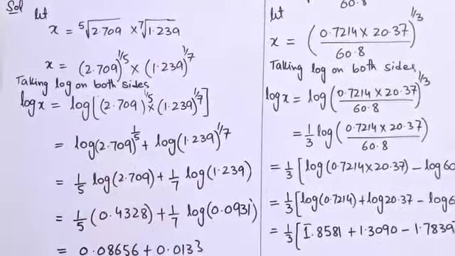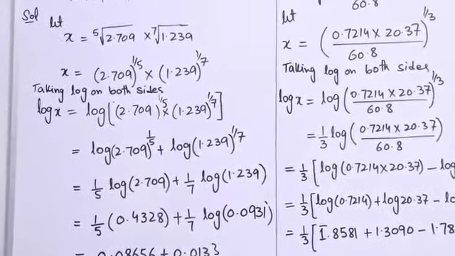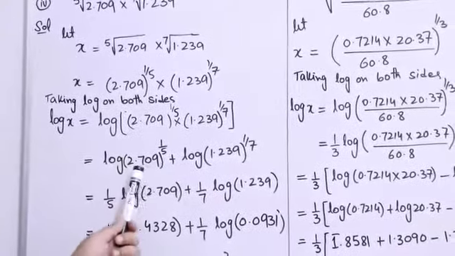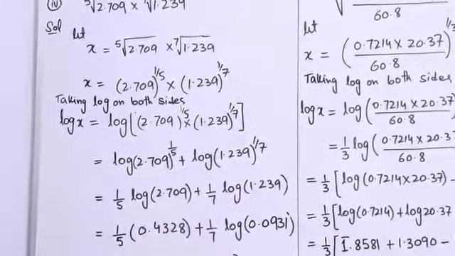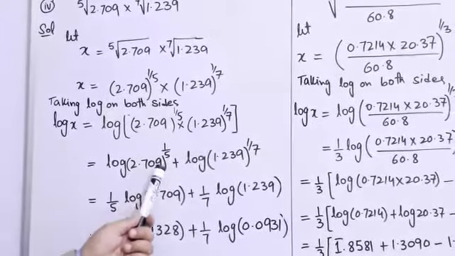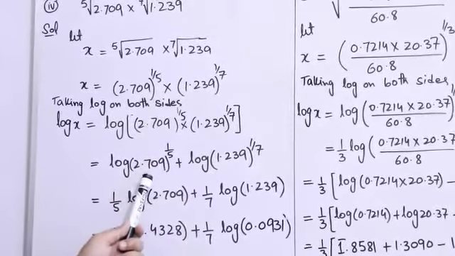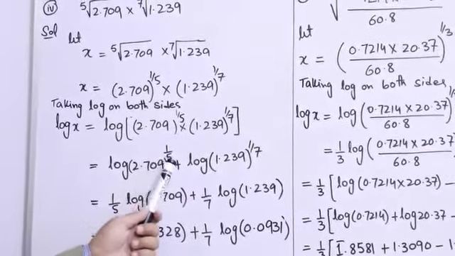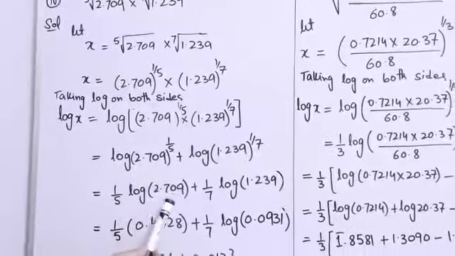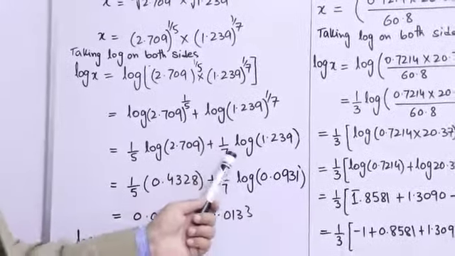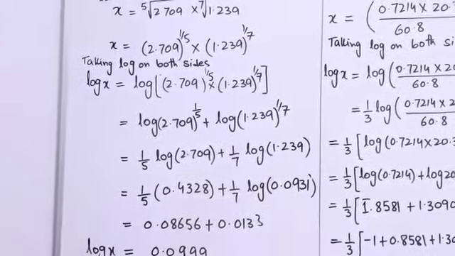By using the first law of logarithm we can write this in the form of a sum. Now this is in the form of a power, so we have to use the power law, that is the third law of logarithm. So we can write this as 1 by 5 log of this plus 1 by 7 log of this value.